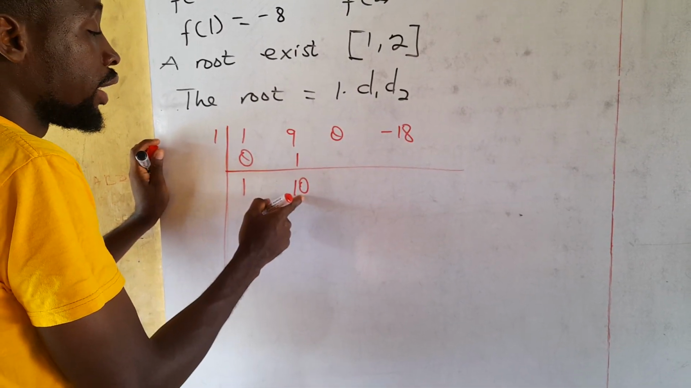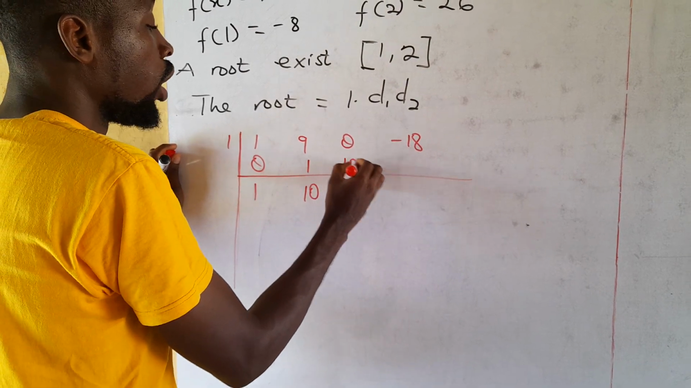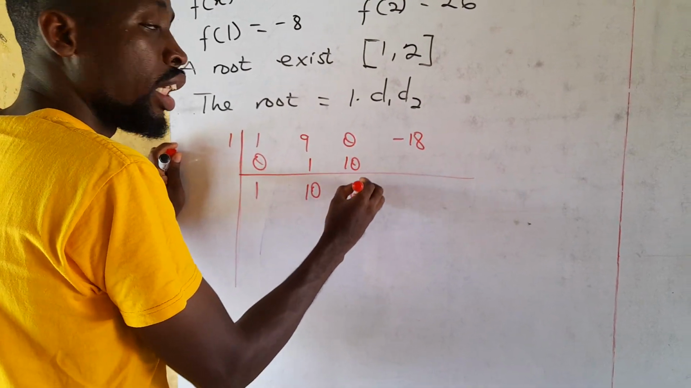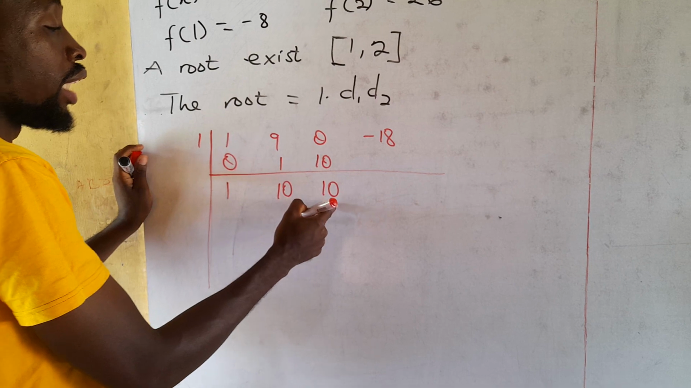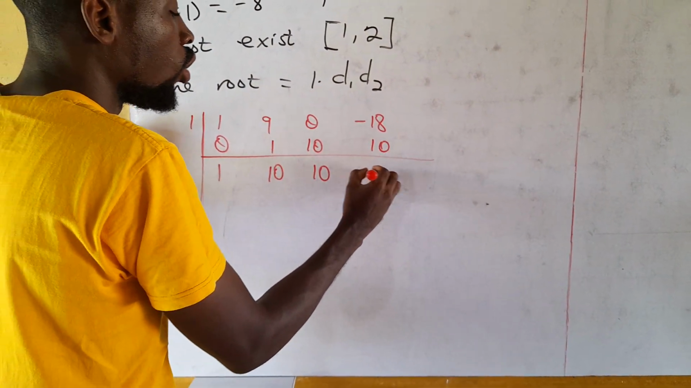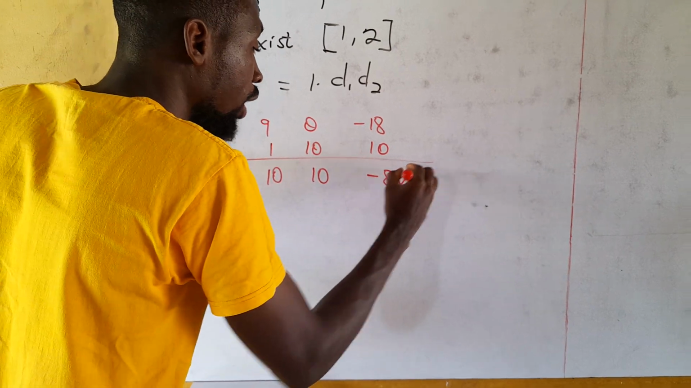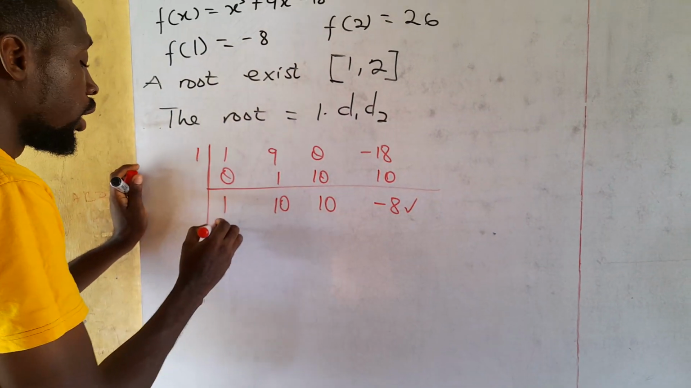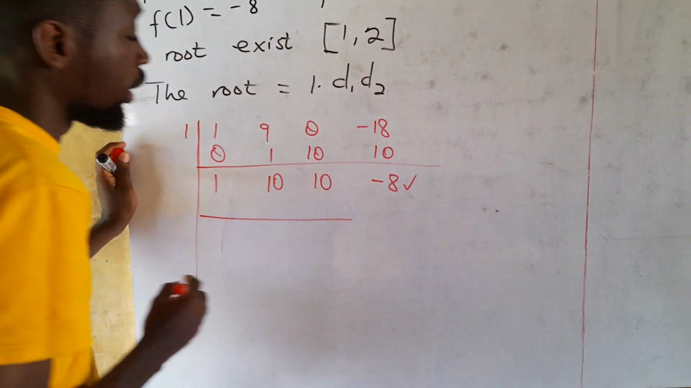1 will multiply this 10, we get 10. 0 plus 10 will give us 10. 1 will multiply this 10, we still get 10. Negative 18 plus the 10 will be minus 8. Then we are done with this row, and then we find the next.